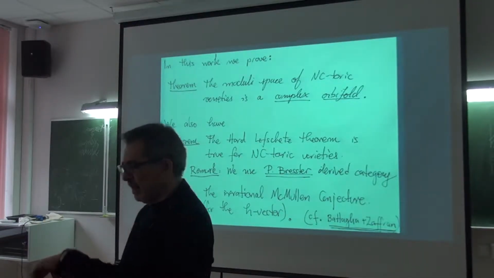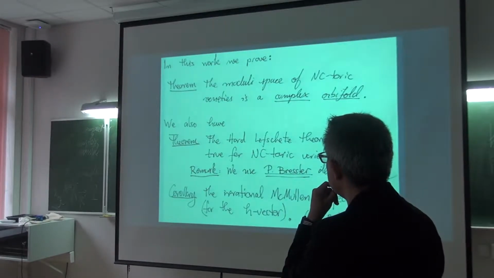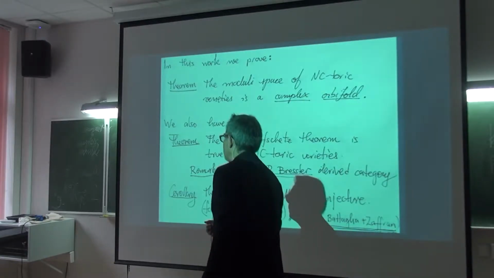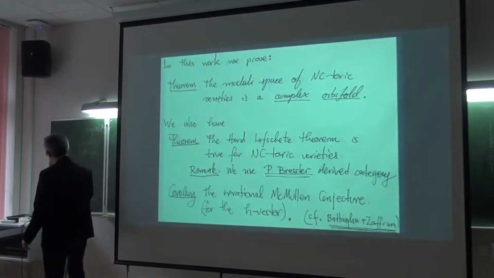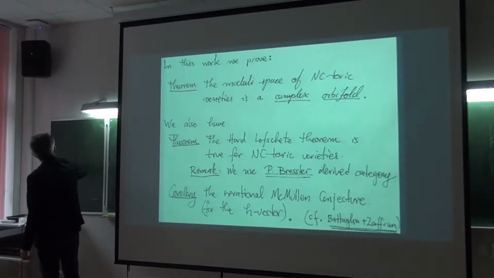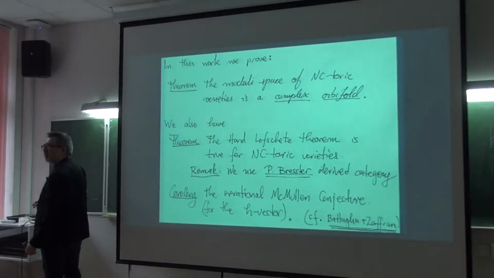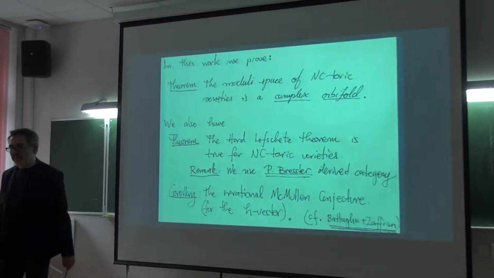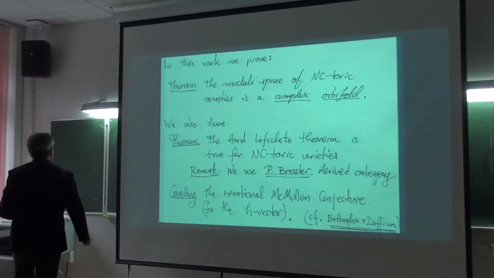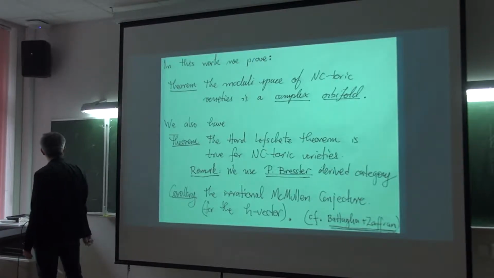But now they are no longer totally rigid. Now there is a moduli space of quantum toric varieties. The moduli space of quantum toric varieties is a complex orbifold. And it has some distinguished points. There are some orbifold points.